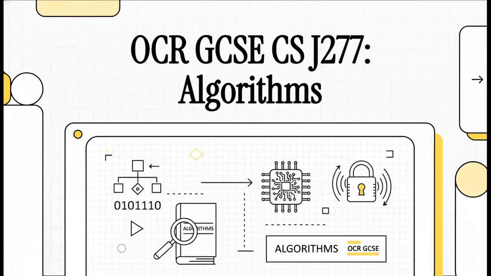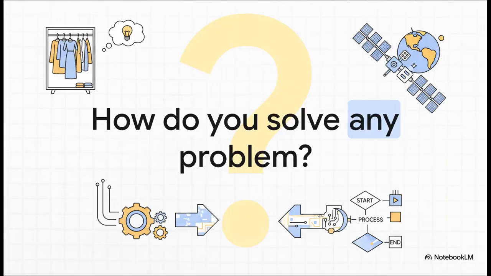All right, if you're gearing up for your OCR GCSE in computer science, you already know that algorithms are a huge deal. So in this explainer, we're going to crack the code on section 2.1. We'll cover everything you need to know to absolutely nail that exam. Ready? Let's dive in.